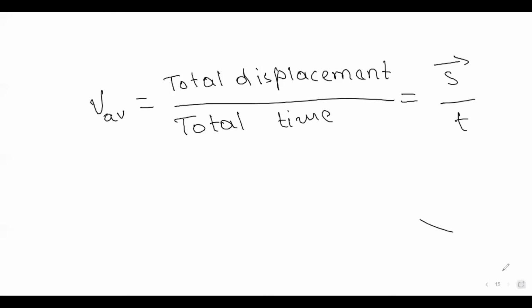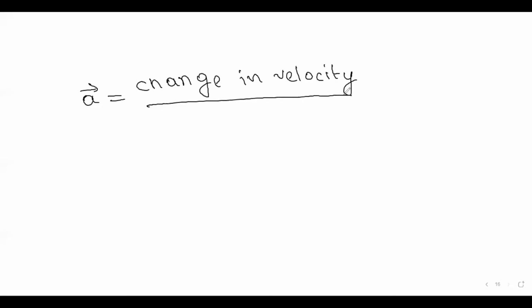So next we are going to learn about acceleration. So what is actually acceleration? Acceleration is actually defined as the rate of change of velocity. So we can write acceleration like this. We can find a relation of acceleration with velocity and time. That is change in velocity divided by time. Okay.